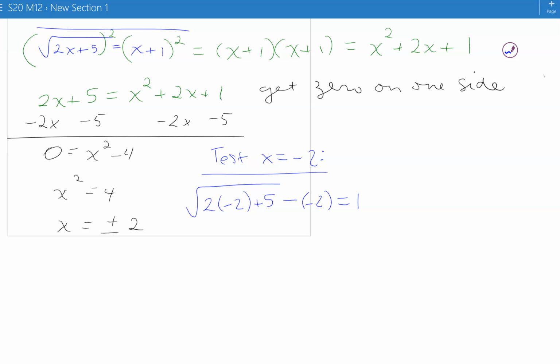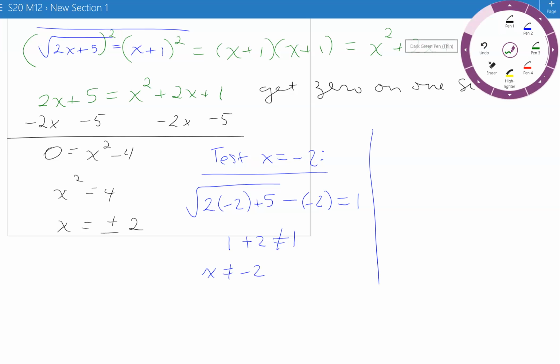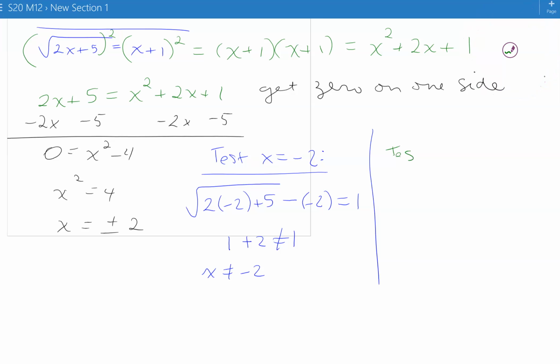So 5 minus 4 is 1, square root of 1 is 1, plus 2 definitely does not equal 1. So x doesn't equal -2. That's not a solution. We created an extraneous solution by squaring both sides. So then let's test x equals 2. And we'll have 2 times 2 plus 5 in the square root minus 2. And we want to know, does that equal 1?